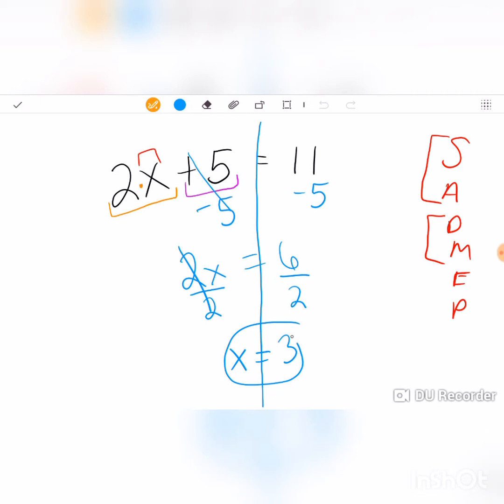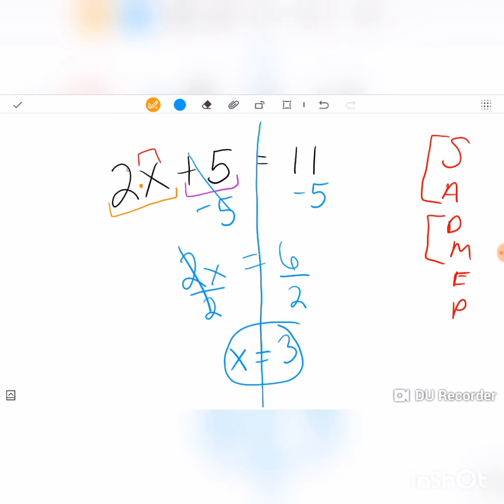So that's how you solve these two-step equations. The beauty of understanding two-step equations is once you can solve two-step equations, you can solve multi-step equations because you follow the same thing. You do this whole SADMAP thing, and that will get you to your answer. You'll get the variable by itself. All right, let's try another problem.